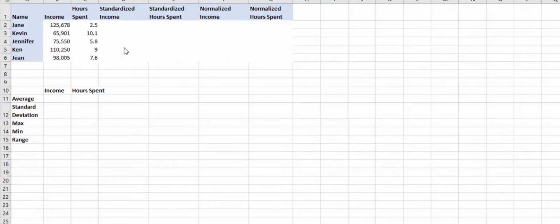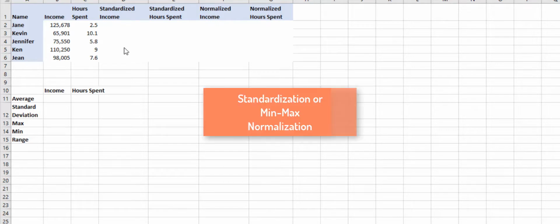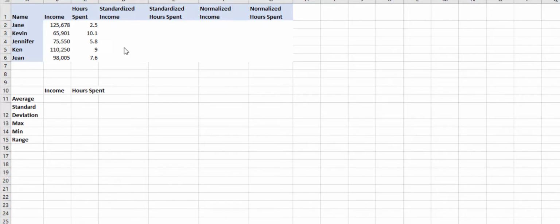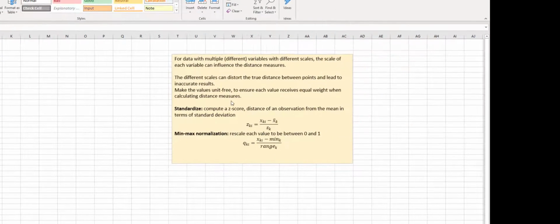Therefore, to make the observations unit-free, we use standardization or min-max normalization before we calculate the similarity measure for the data mining techniques. These transformations of numerical data ensure that each variable receives an equal weight when the similarity measure is calculated. One common way to standardize data is to calculate Z-scores.